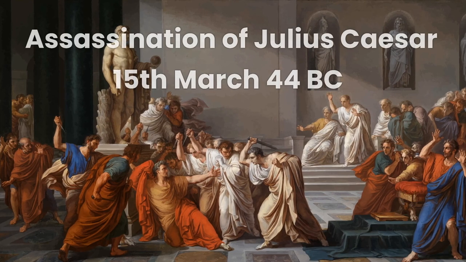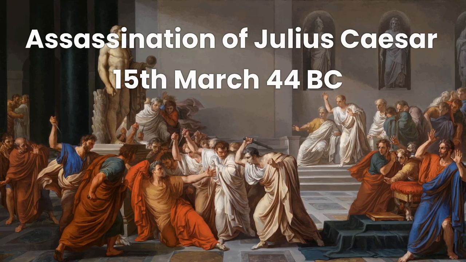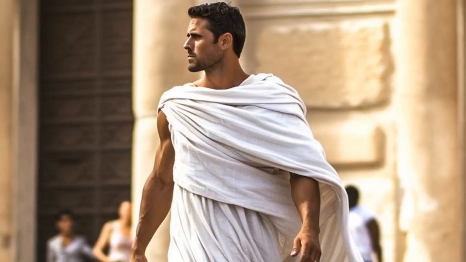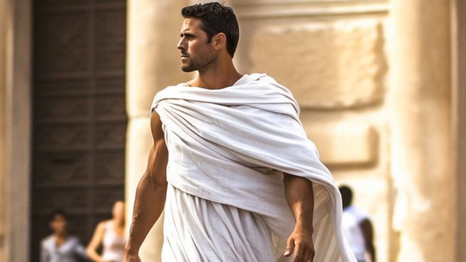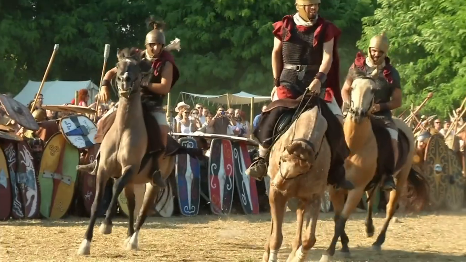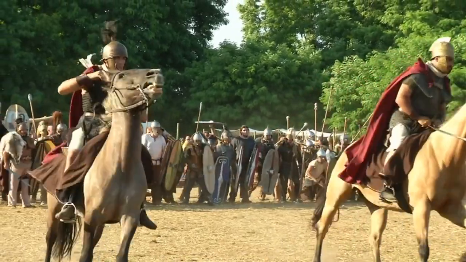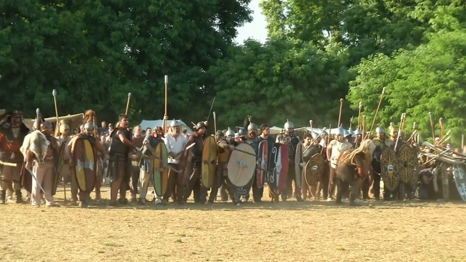The Senate, fearing the loss of its authority, conspired to assassinate Caesar on the Ides of March in 44 BCE. Key figures in the plot included Brutus and Cassius, both former supporters of Caesar. The assassination plunged Rome into another civil war, as the power vacuum left by Caesar's death led to a struggle for control of the Republic.